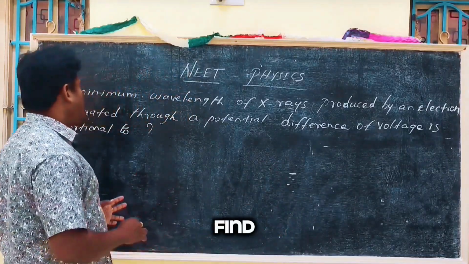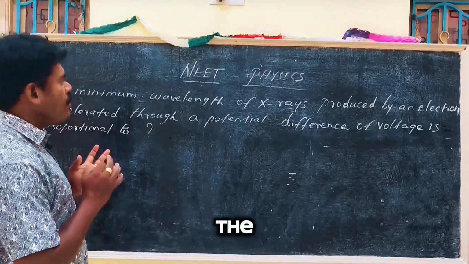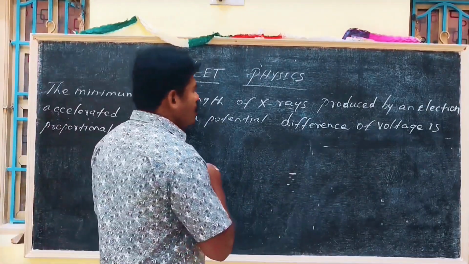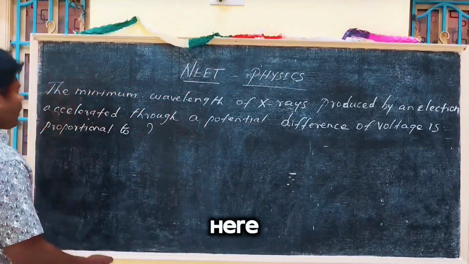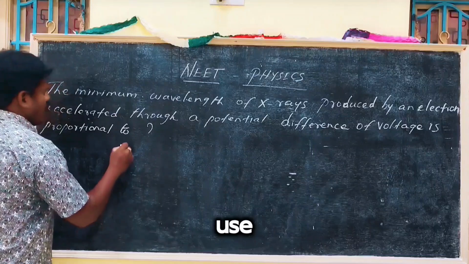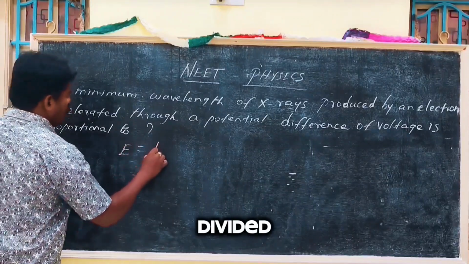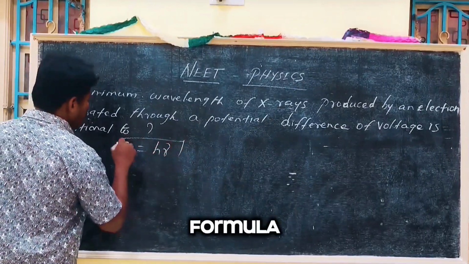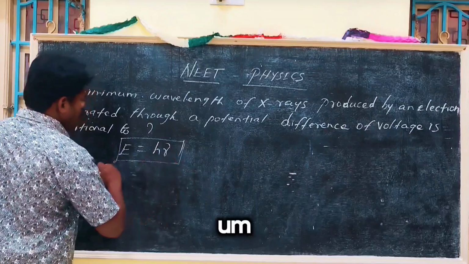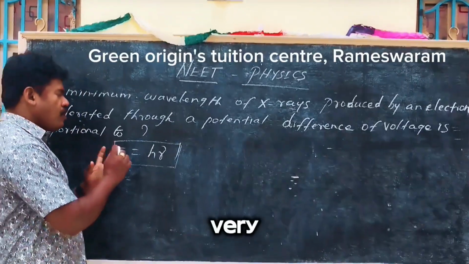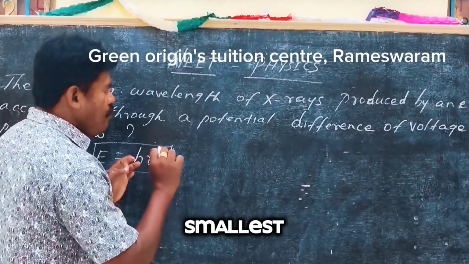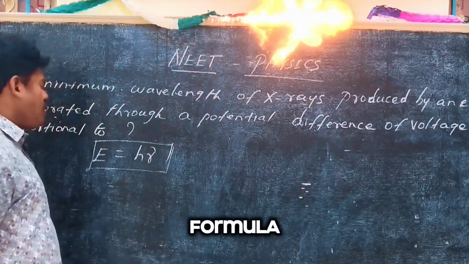Here what we have to find out is the minimum wavelength of the X-rays produced by a voltage. Here we can use, as I told you already, the formula E equals h nu. Why do we use this formula? Because the atom is quantized, the electron is quantized. The electron is the smallest fundamental particle, so we can use this formula.